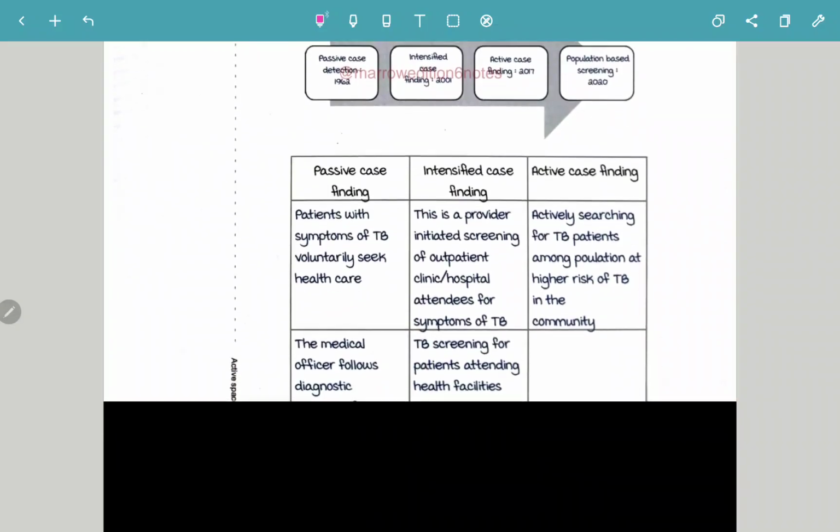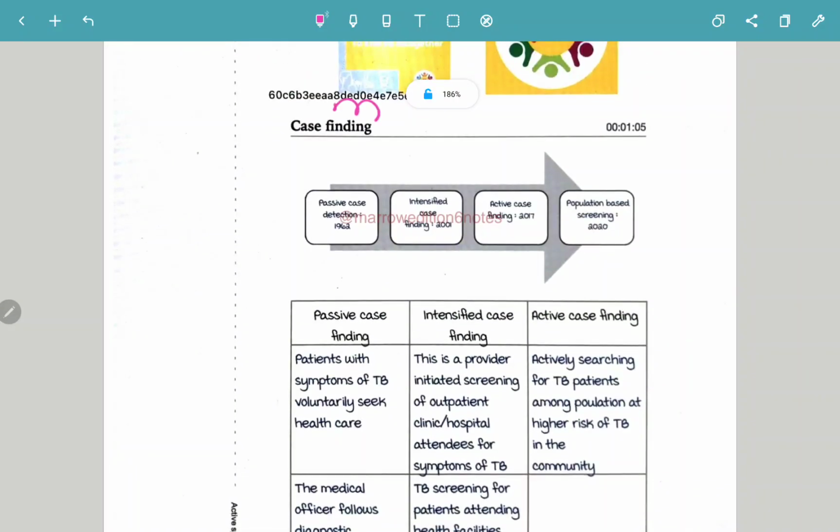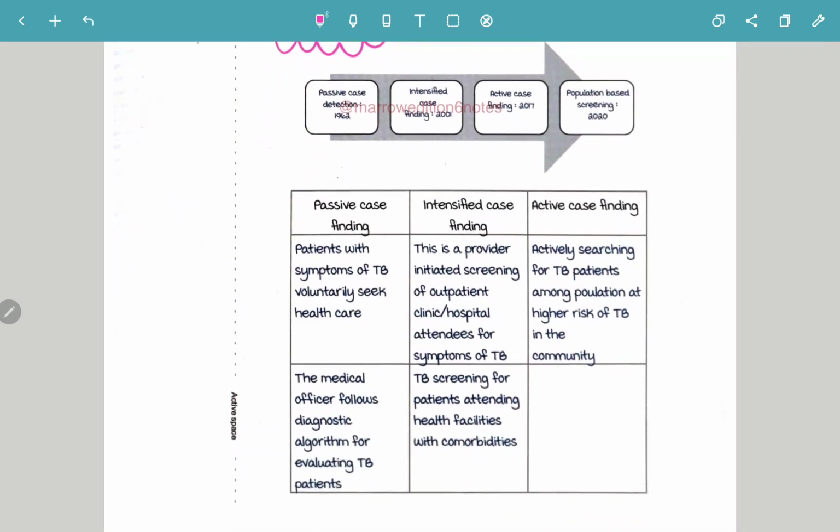So you need to know what you mean by case finding. In the NTEP program, there is case finding for finding new pulmonary TB cases, right? This case finding is divided into passive case finding, intensified case finding, and active case finding. So what is passive case finding? What is intensified case finding? What is active case finding?